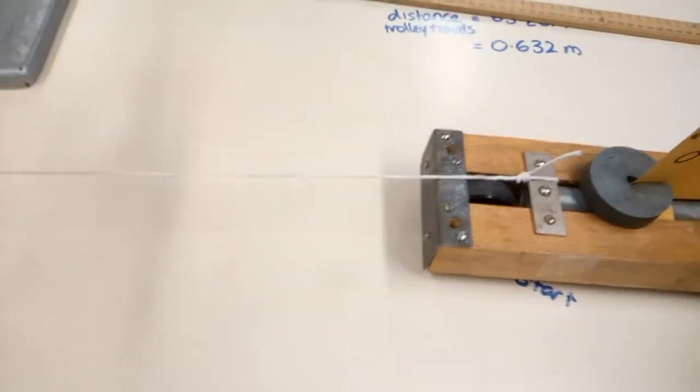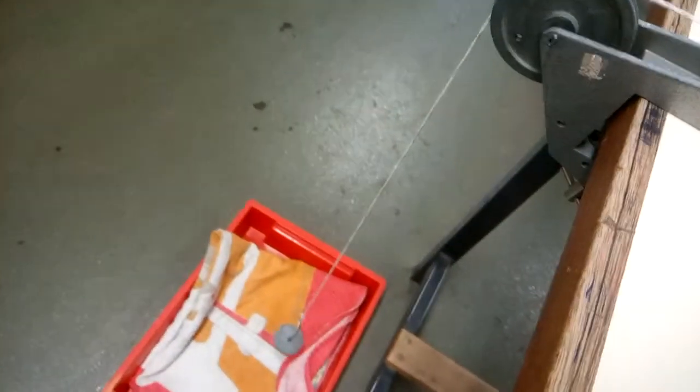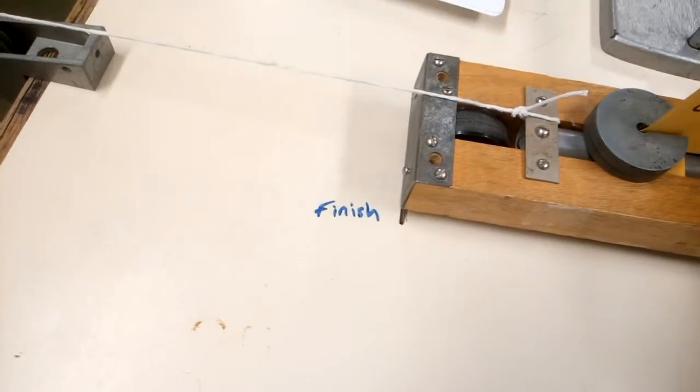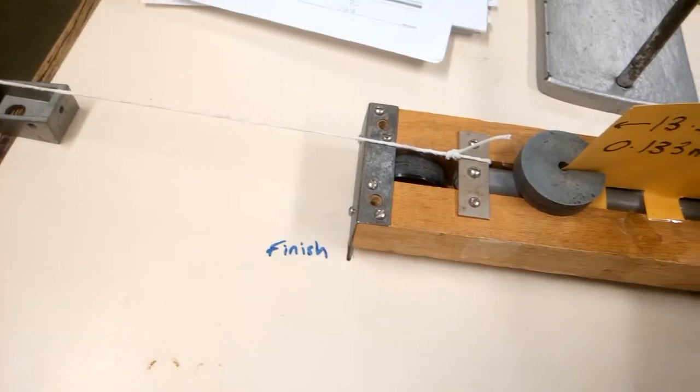Then move your trolley along. We're going to find out where the finish line is. Well, I want you to get the finish line just before that mass hits the floor. So can you see I've also written finish there, so I know where my start and my finish is.